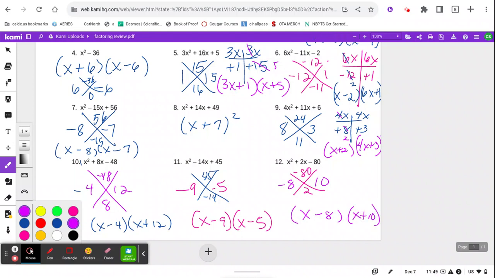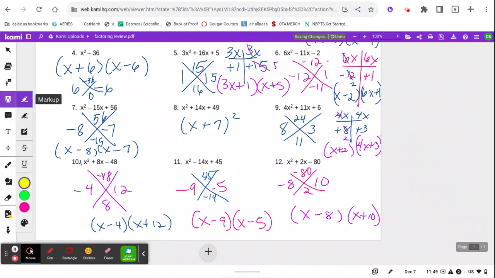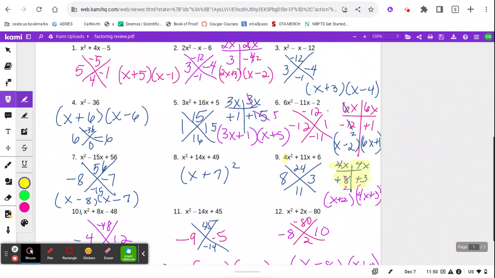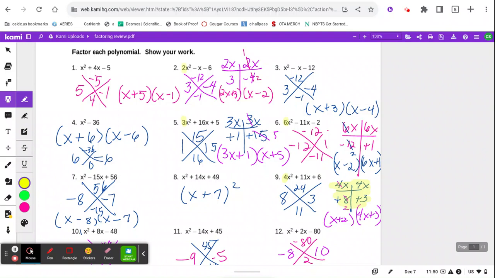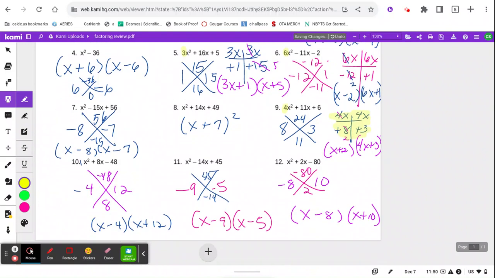So why do some of these have this extra step, the reducing here at the back? Well, that's when there is a coefficient greater than 1 here at the front of your quadratic. So notice we needed to do the extra work on number 9, number 6, number 5, and number 2. That's where the extra work was needed, the extra steps.